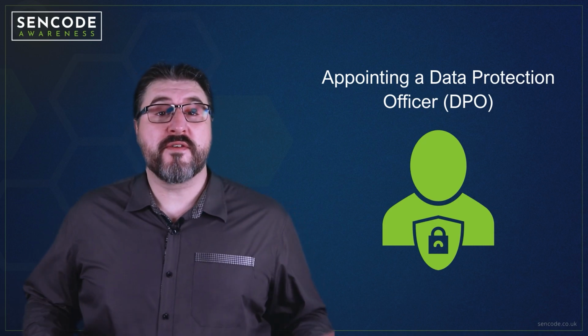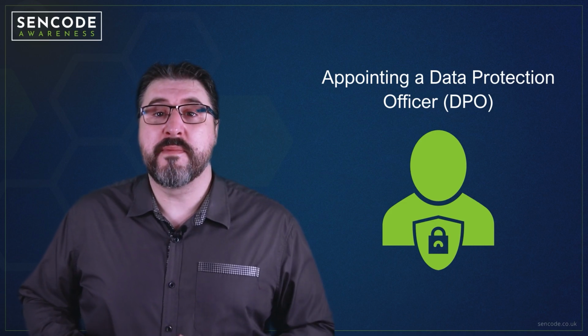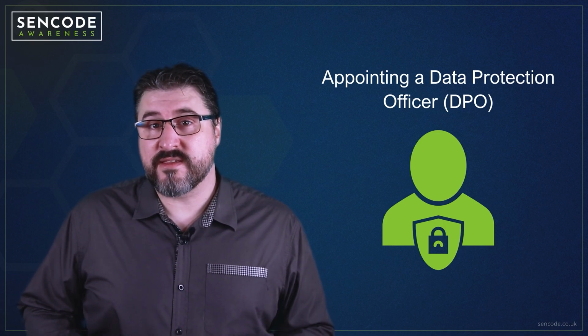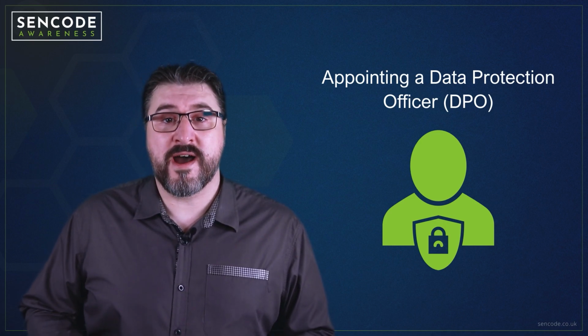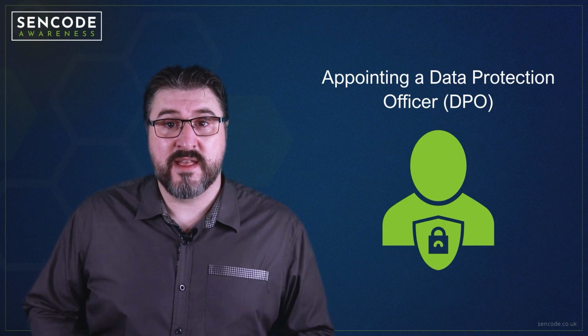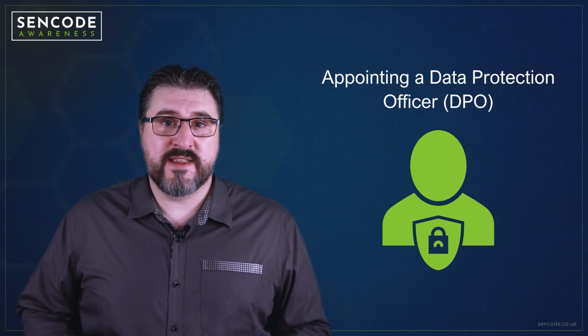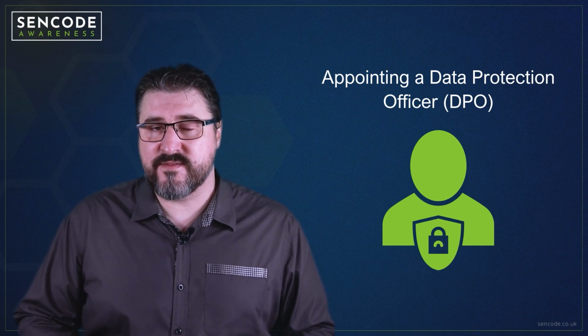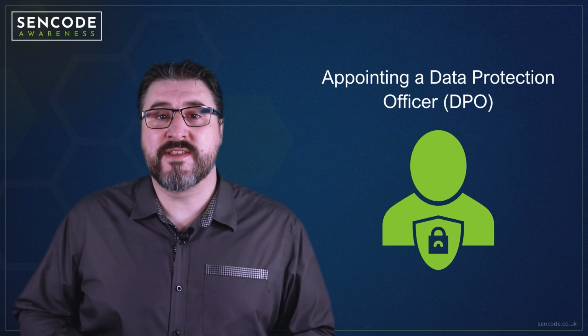Another aspect of the role will be to consult with and be a point of contact for the supervisory authority. In the UK, that's the Information Commissioner's Office, or ICO, which we'll look at in more detail in the next lesson. And then finally, DPOs do the record keeping, so keeping records of data processing activities and keeping records of DPIAs.